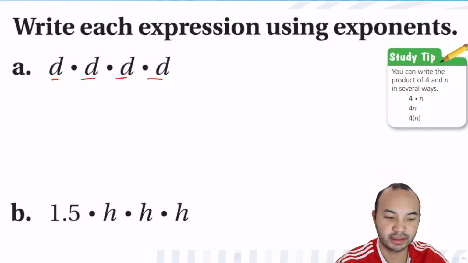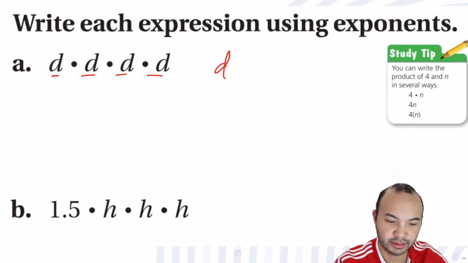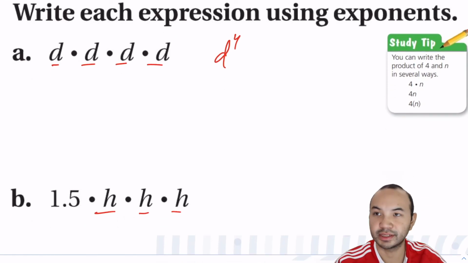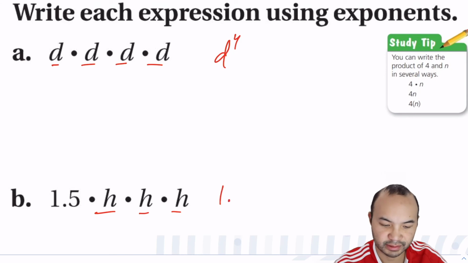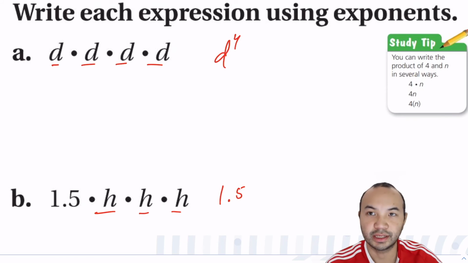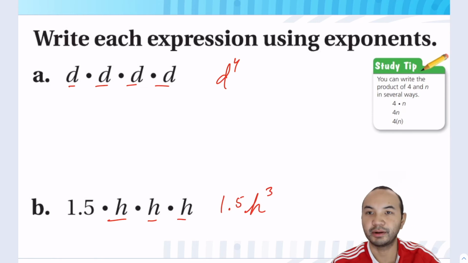So this is a d, and it happens 4 times. So it's d to the 4th power. And this is 1.5 times h times h times h. So 1.5 still stays there, right? You could say times, but I don't need to, because if a variable is next to a number, that just means it's multiplying. So h here, and then there's 3 of them. So h to the 3rd power. Okay?